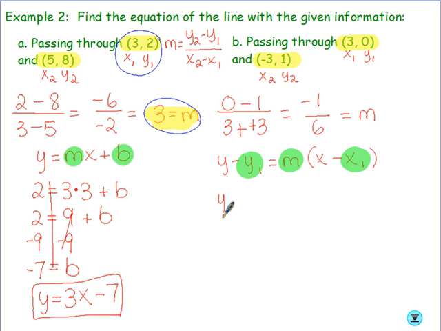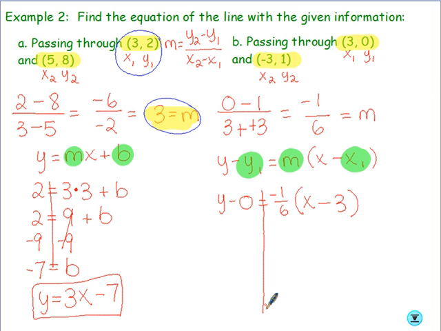So y minus y1 is up here. It is 0 equals m is right here. It is negative 1/6, parentheses x minus x1 is also right here. That is 3. Put up your line.